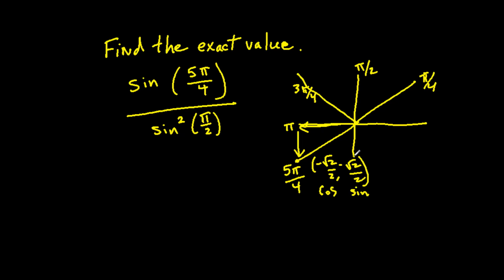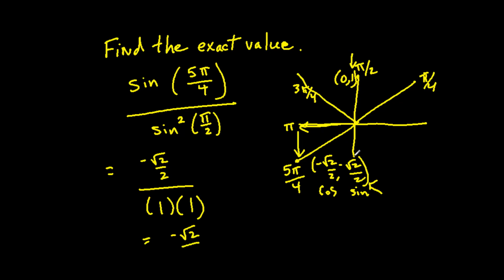All right, what about pi over 2? To get up here on the unit circle, we would go over 0, up 1. So the coordinates are 0, 1, and so the sine value here is 1. So we're just going to substitute those in. Sine of 5 pi over 4 is negative square root 2 over 2, and sine squared just means we're multiplying it by itself, the sine of pi over 2, which is 1 times 1, or 1. So our final answer here is just going to be negative square root 2 divided by 2. We don't want to round that because then it wouldn't be an exact value.